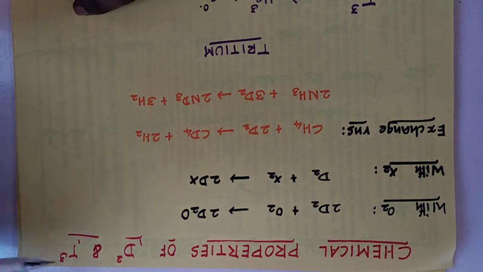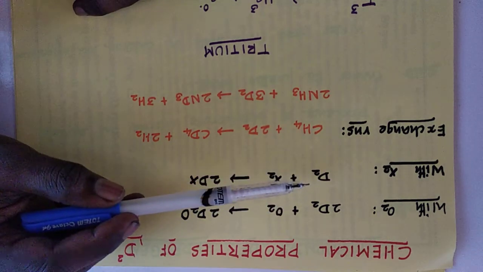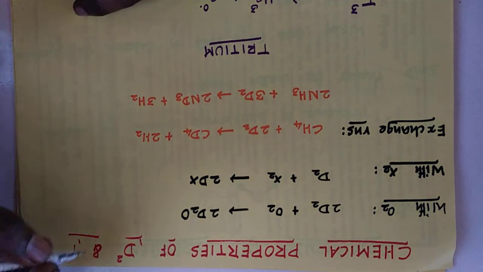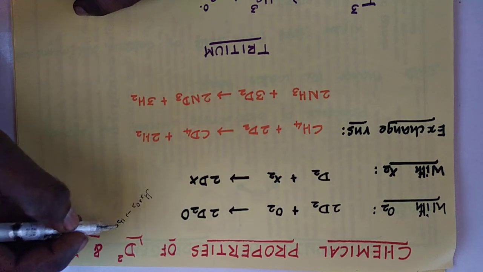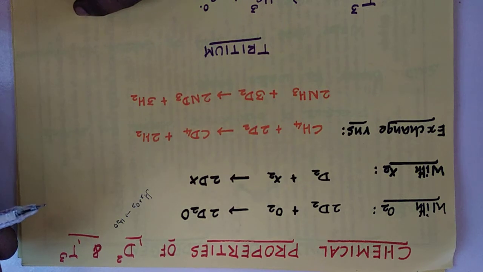First one, reaction of deuterium with oxygen. D2 plus O2 forms D2O. It is similar to the formation of the water molecule, H2 plus O2 gives H2O. In the same way, D2 on reaction with O2 forms D2O.